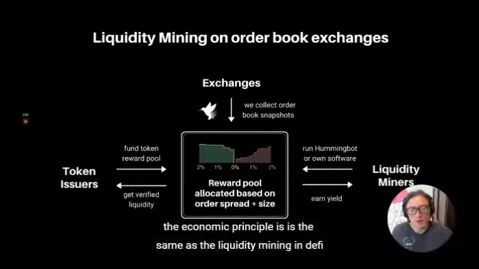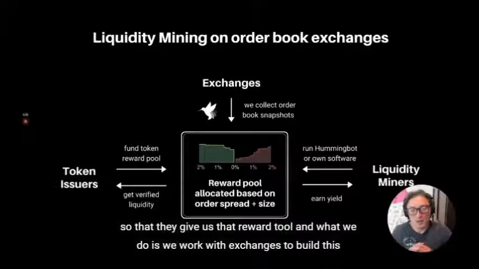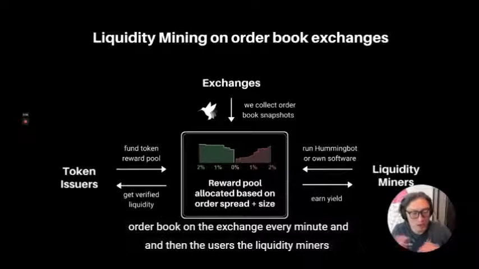The economic principle is the same as liquidity mining in DeFi. There's a token pool, a reward pool that a token issuer funds, and they give us that reward pool. And what we do is we work with exchanges to build this really complex and sophisticated data collection system that allows us to take snapshots of every order book on the exchange every minute.